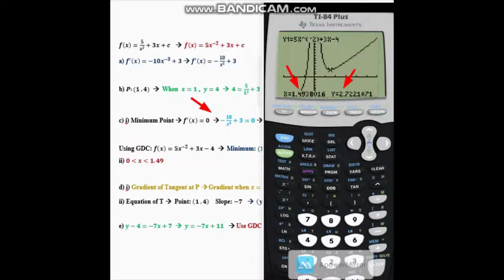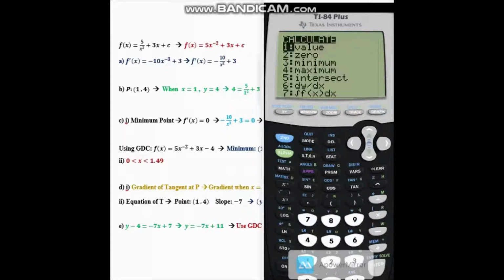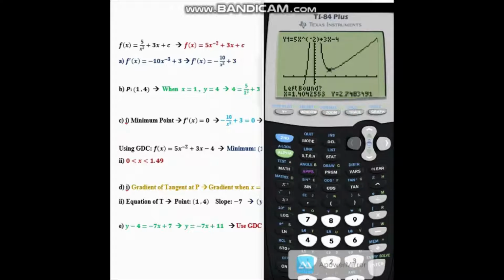So using the GDC, there is a simple function, second calc, minimum, left bound, right bound, and guess. And the calculator again tells you the coordinates of the minimum point, and you can use this as a way to check that your answer is correct.